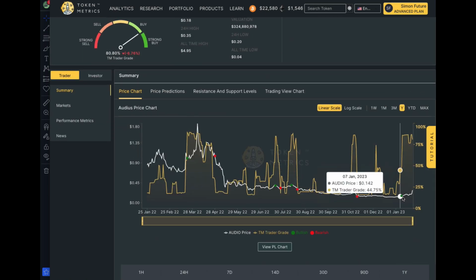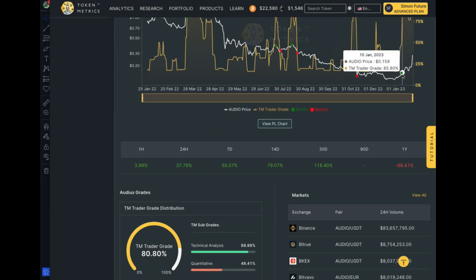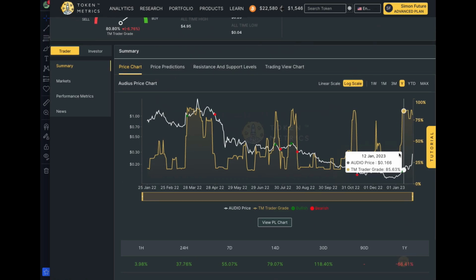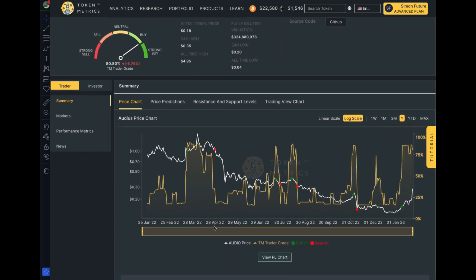And look at this. If you were part of Token Metrics with us, and you got the signal at 15 cents, you're up almost 70-some percent.